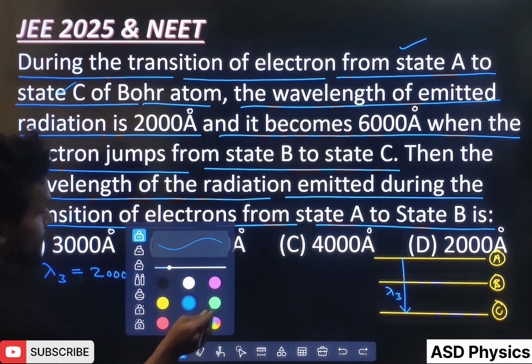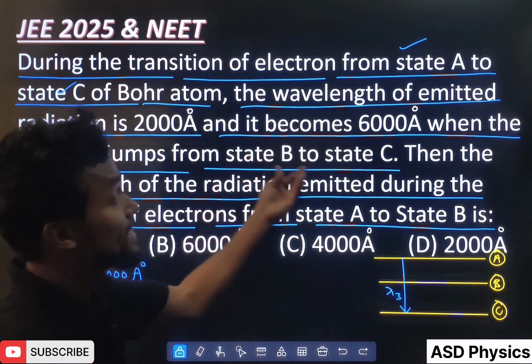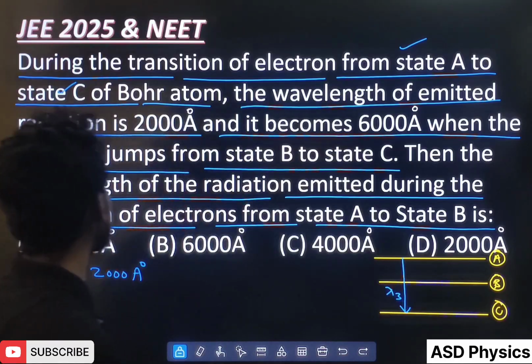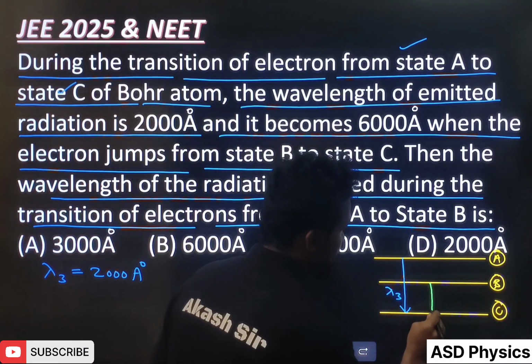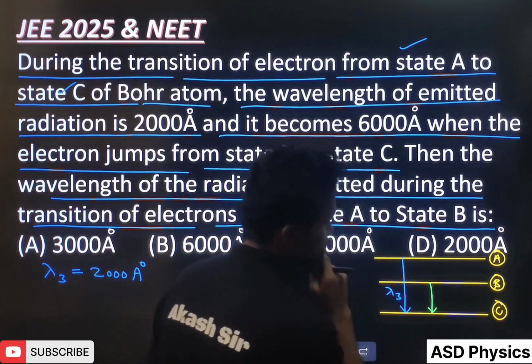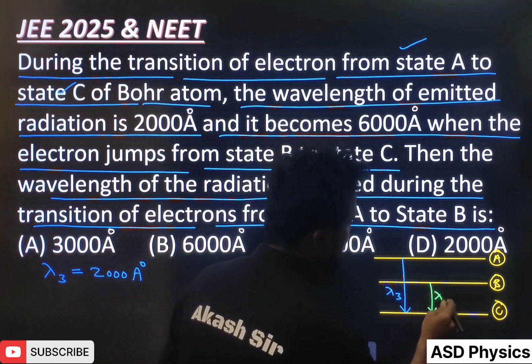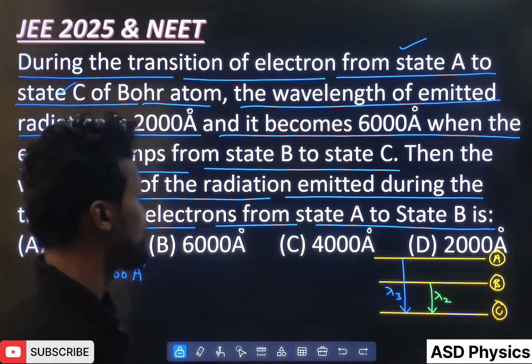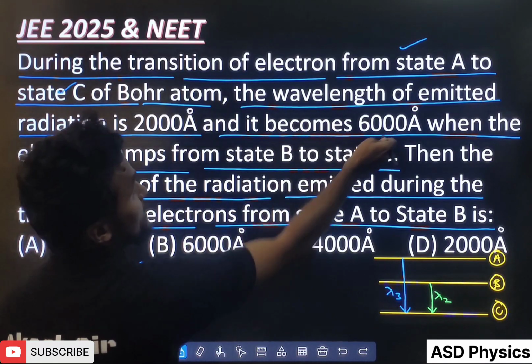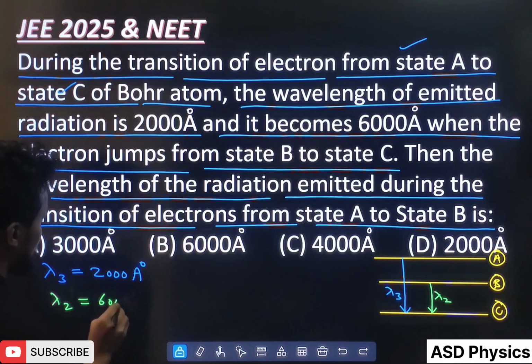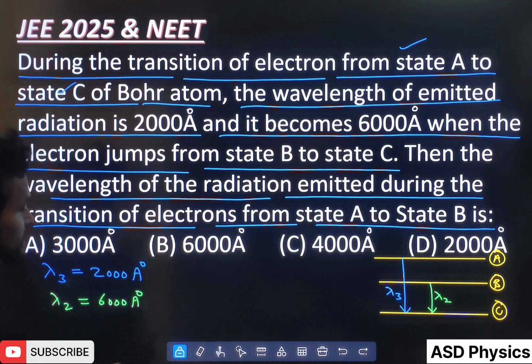Now after that, next, what is happening here? And it becomes 6000 angstrom when the electron jumps from where to where? B to C. So now I have taken B to C, and let's take lambda 2. This value, how much is given here? You can see very well, lambda 2 is 6000 angstrom.